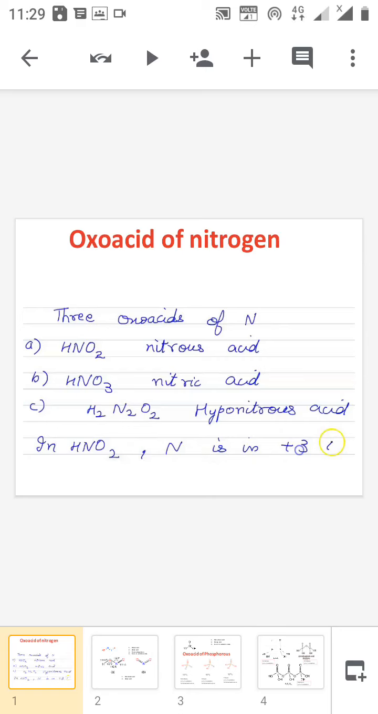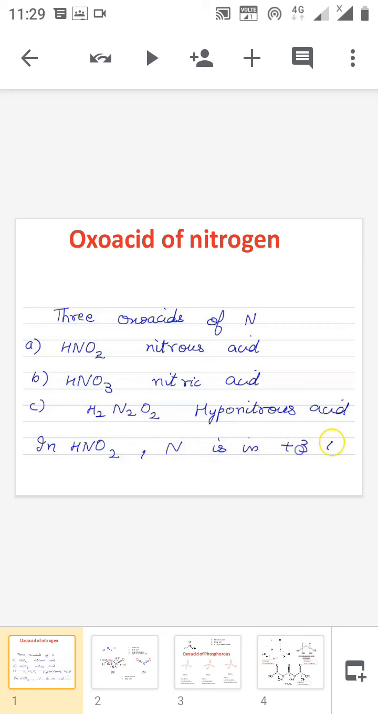Good morning, everybody. Today's topic is oxy acids of nitrogen. An oxy acid of nitrogen means the structure consists of at least one OH group, and it dissociates to produce H plus ion and the anion of the acid in aqueous solution. Now we are moving into the different oxy acids of nitrogen.